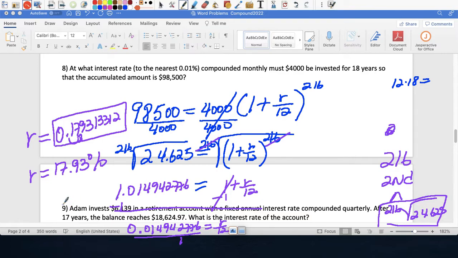Okay, so if you have $4,000 and you want it to grow to $898,000, you're going to have to find like a miracle fund or something that pays you 17.93%. Is it impossible? No, but is it really difficult? Yeah, because that's really, really high, right? So you've got to be super, super lucky, or just find a great fund. So that's the answer to that.